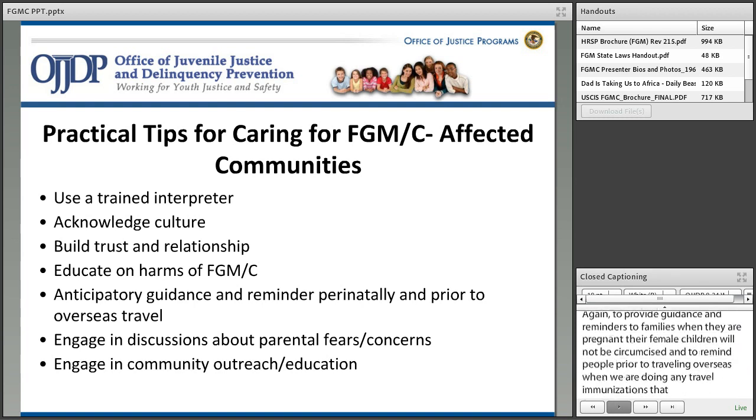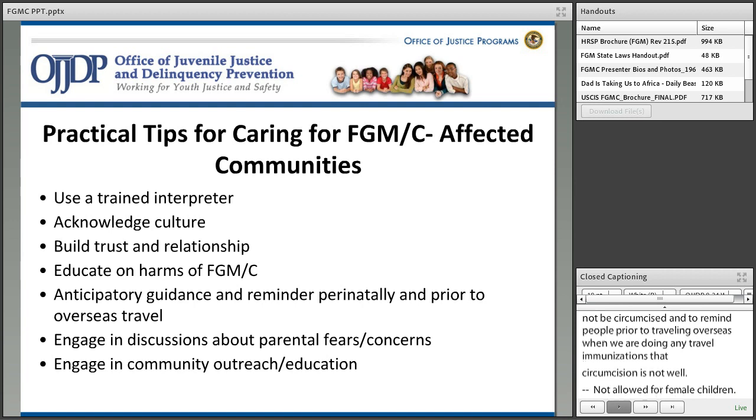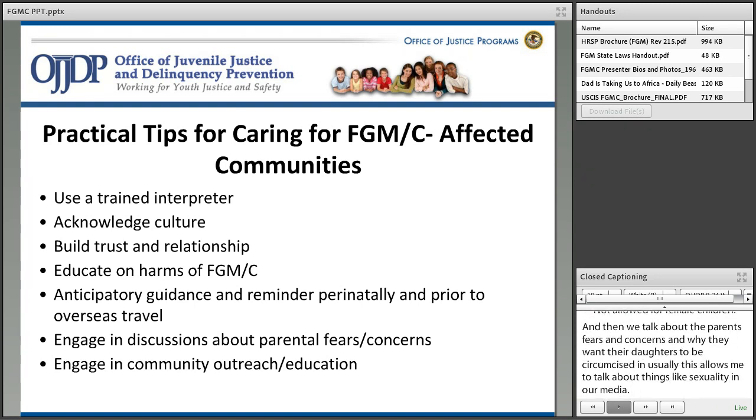And then to talk about what the parents' fears or concerns are and why they are wanting their daughters to be circumcised. And usually this allows me to talk about things like sexuality in our media, about parenting, about American values around sexuality, about other ways that we can help to keep their daughters chaste, about community attitudes towards marriage, and some of these other things that we know, and whether or not people would like to continue those conversations as their children keep growing up, so that we continue to remind people that this is not allowed and why it's not allowed.